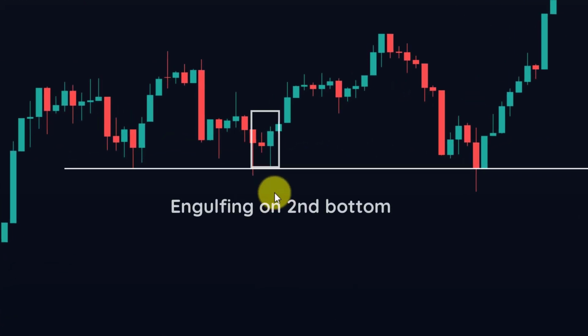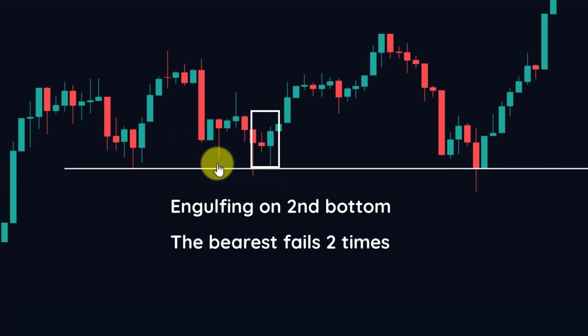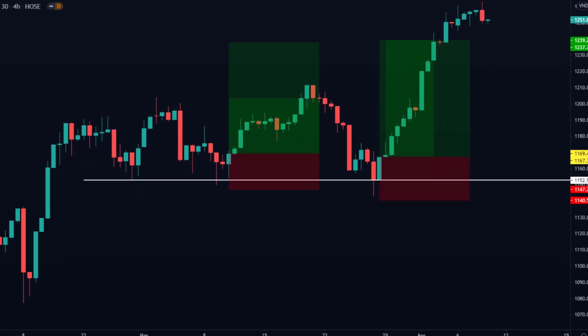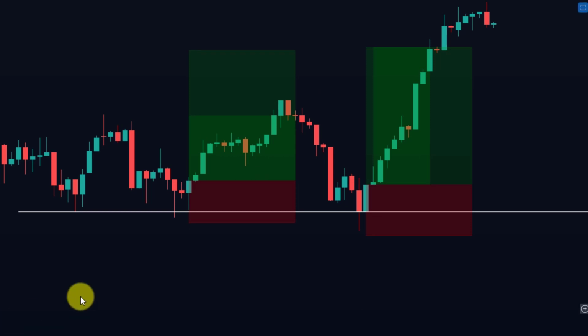When the engulfing pattern appeared on the second bottom, it got better because the bearish fell 2 times, and there's a signal that the bullish joined the market. It is also supported by the previous bullish wave. It creates a perfect buying zone. You can place an order right after the engulfing candle is closed and place a stop loss order below the engulfing pattern.